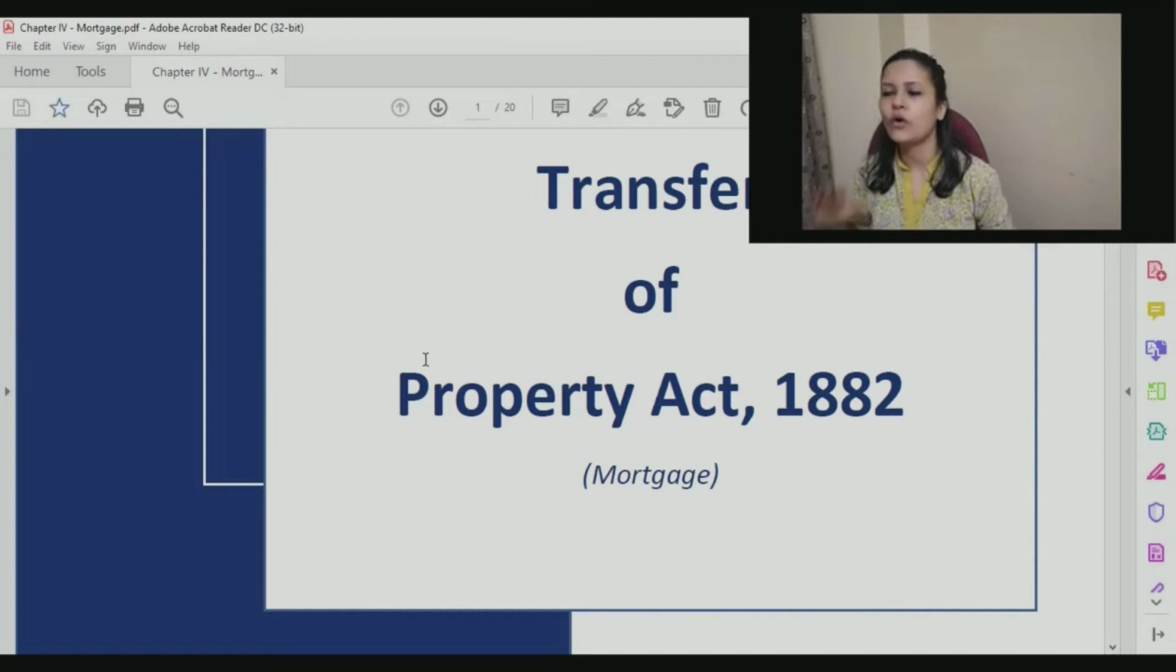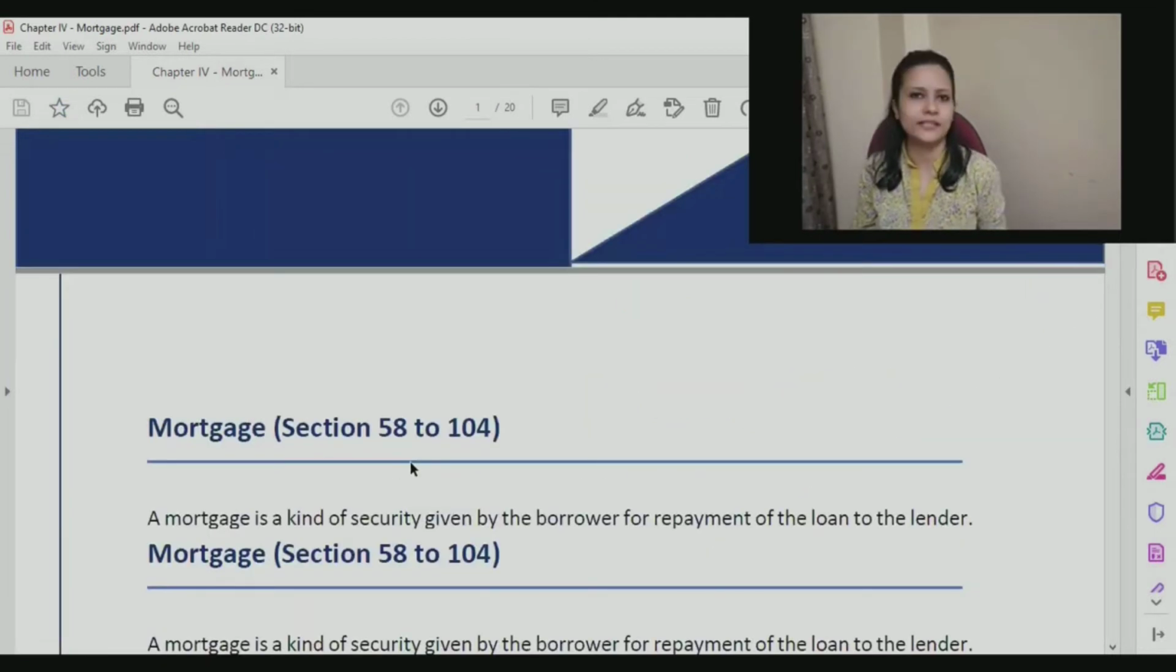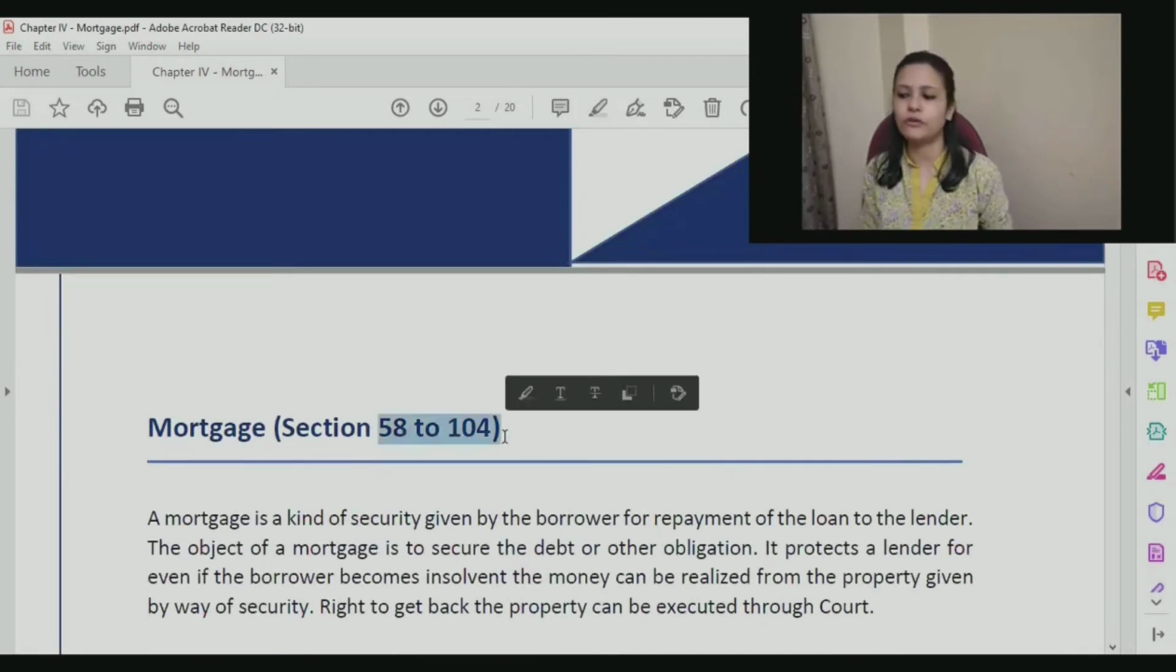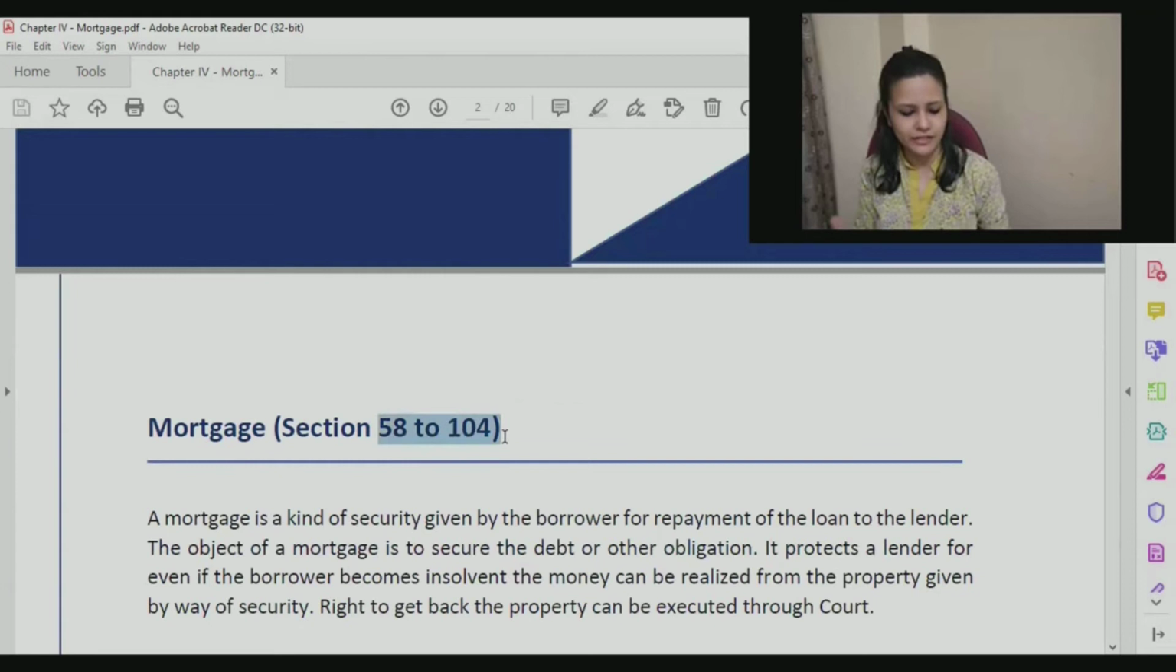Now, all of these sections are not important. What is important, we will be discussing from Sections 58 to 104. Few sections are relevant and few sections are important, so we will be discussing that. Main important provisions are different types of mortgage, rights and obligations, marshalling. Those are what we need to study here.